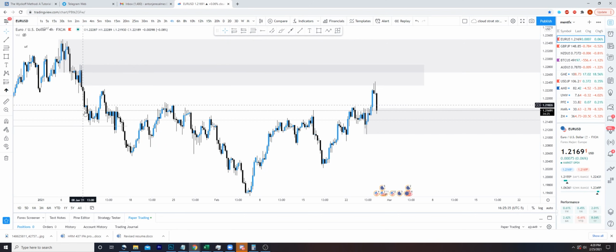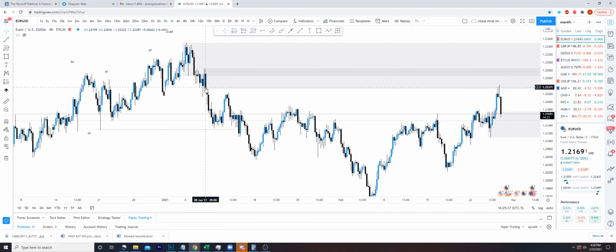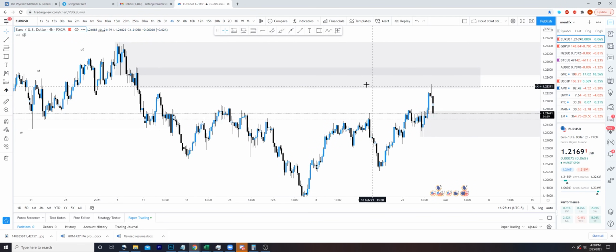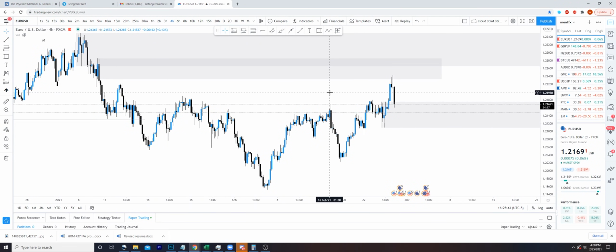So we had that OB, it broke down in price. This is the OB that formed to break down all this price action. So that's where it's tapping into right now. And that's why we're seeing some bearish price action from those areas.